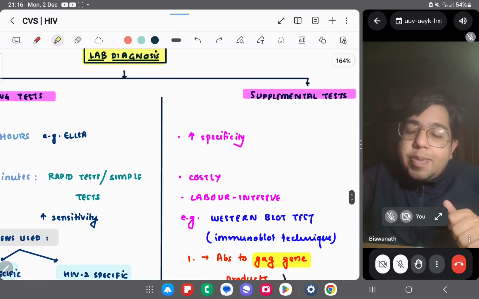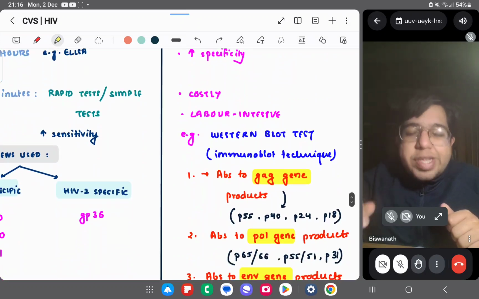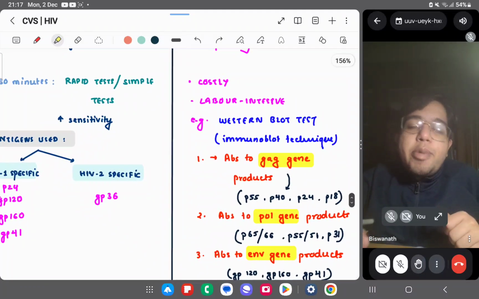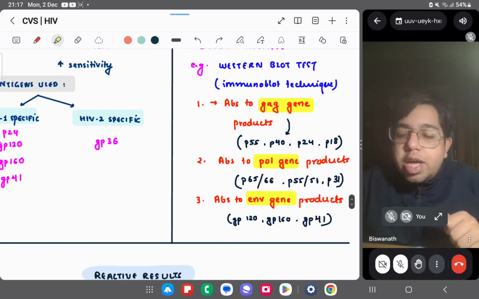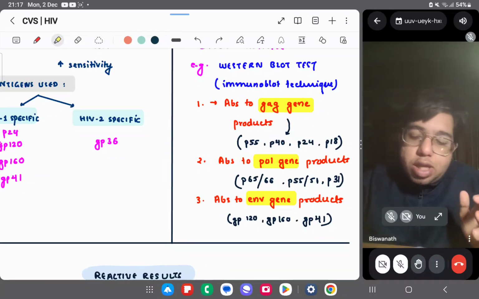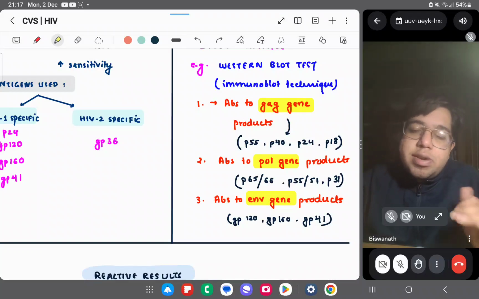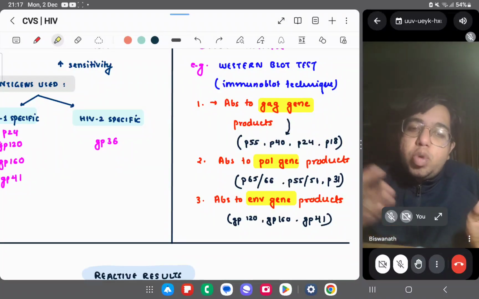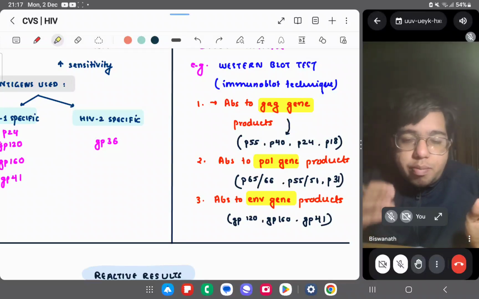Then let's come to the supplemental tests. Supplemental tests have increased specificity, right? These are costly, labor-intensive tests, like Western blot. Western blot is a type of immunoblot technology which you have read in the immunology part. Here you can detect antibodies to the GAG gene, the Pol gene, and the Env gene. For all the structural genes, you have to detect the corresponding antibody in your blood.